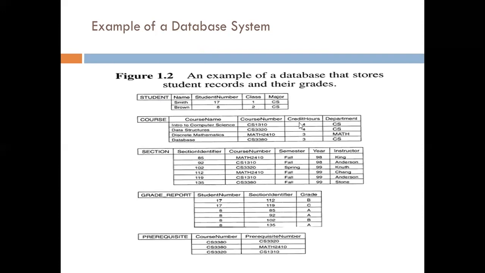In technical terms, this data we call a data set. Each one is a set, a set of values. What are the values? Introduction to Computer Science, CS 1310, 4, CS. These four values become a set. A set of data is called a data set. How many data sets are present in student? Two. In course, four. So again a new term, that is data set.